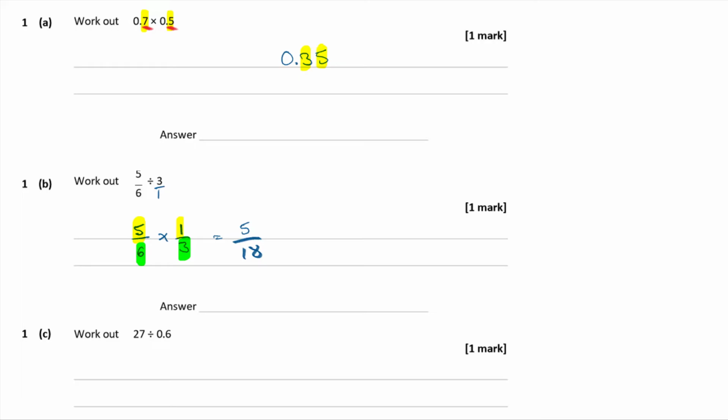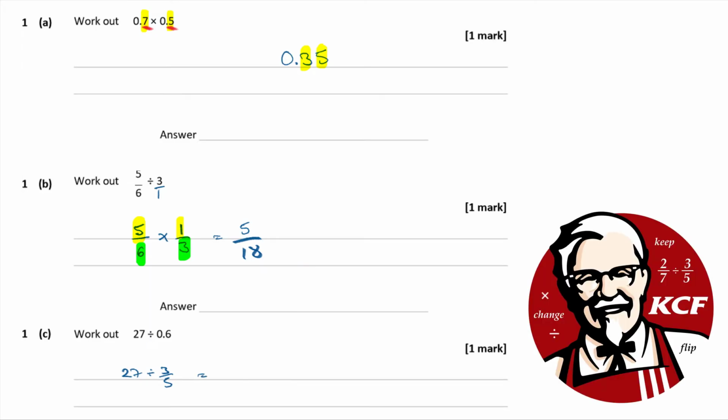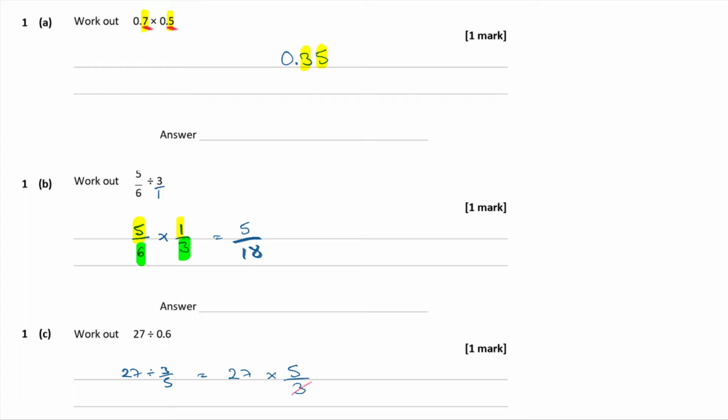And then part C says work out 27 divided by 0.6. Now again, I'm going to write that second one as a fraction, and I'm going to use fraction division. So 27 divided, well, 0.6 is the same thing as 6/10, which is the same thing as 3/5. So I'm going to rewrite that as 27 divided by 3/5. So keep the first one the same, change the sign into a multiply, flip the second one over. So I've got 27 times 5/3. Okay, so how many times does 3 go into 27? It goes in 9 times. And then 9 times 5 is 45. So that's my answer, 45.